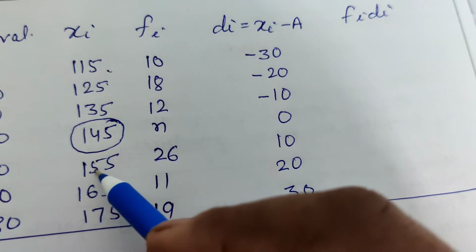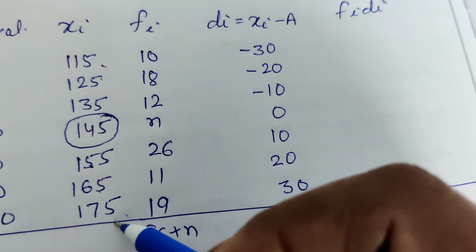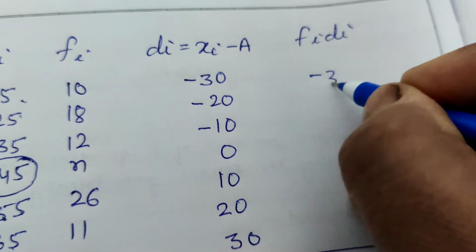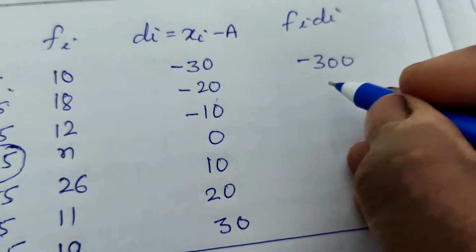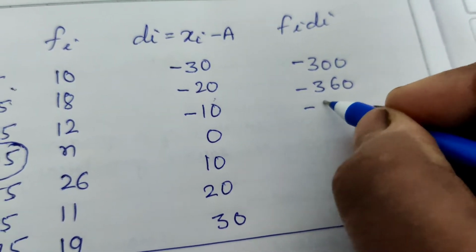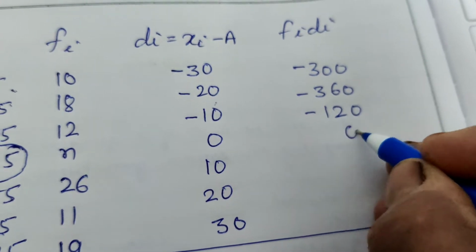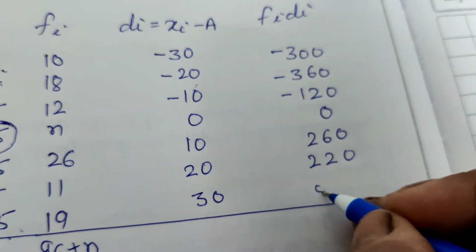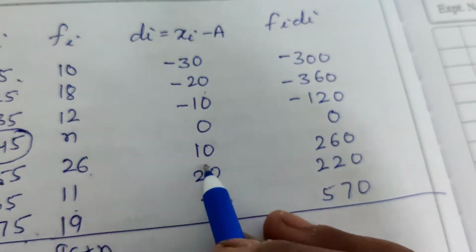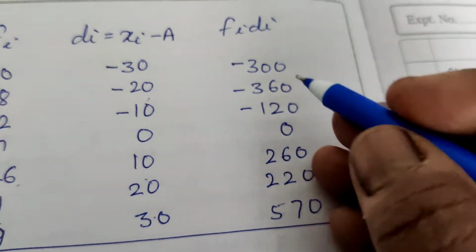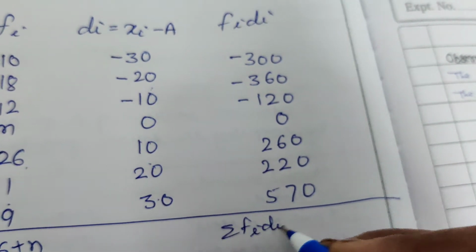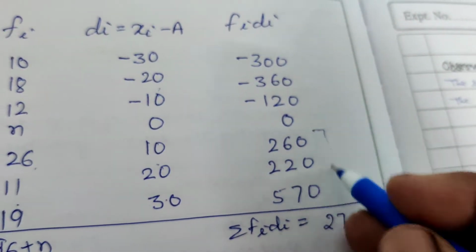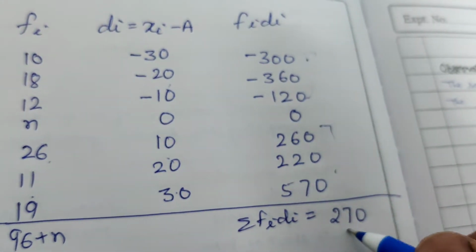ओके 145 माइनस करेंगे तो 10, इसमें से 20 और इसमें 30 मिलेगा. अब fi di यानी फ्रीक्वेंसी इंटू di मल्टीप्लाई. तो फर्स्ट 300, 18 इंटू माइनस 20 minus 360, 12 into minus 10 minus 120, n into 0 0, 26 into 10 260, 220, 19 into 3 57. हम लोग सिंपली क्या किए, इन दोनों कॉलम का मल्टीप्लाई करके यहाँ लिख रहे हैं. अब हमको इसका टोटल चाहिए, सिग्मा fi di चाहिए. तो सबको ऐड करेंगे, तो मिलेगा आपको 270. पॉजिटिव नंबर एक साथ ऐड करना है, नेगेटिव एक साथ, और सब्ट्रैक्ट करके मिलेगा 270.